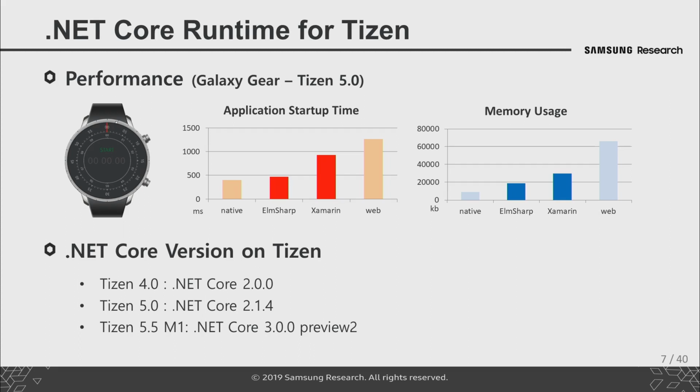And about the .NET Core version on Tizen, we started with .NET Core 2.0.0 on Tizen 4.0. And on the latest Tizen release, Tizen 5.5 Milestone 1, .NET Core 3.0.0 Preview 2 has been applied.